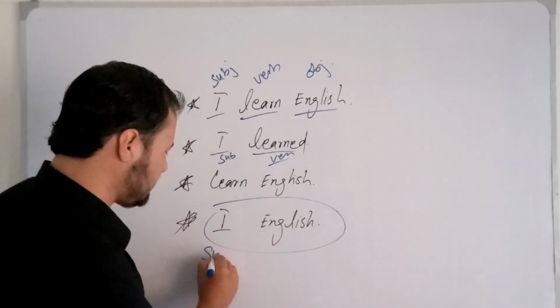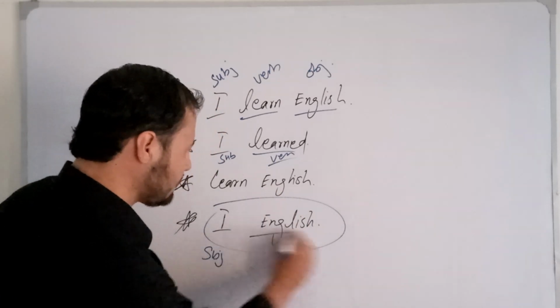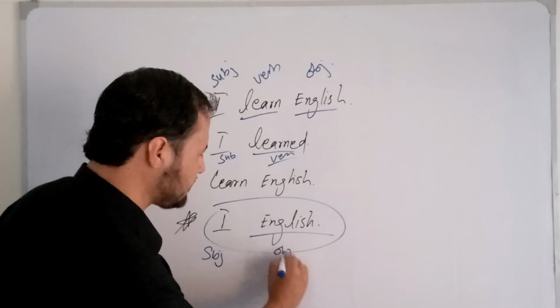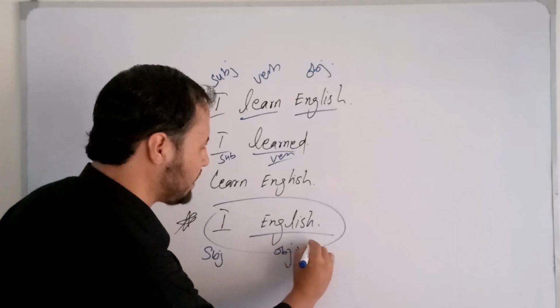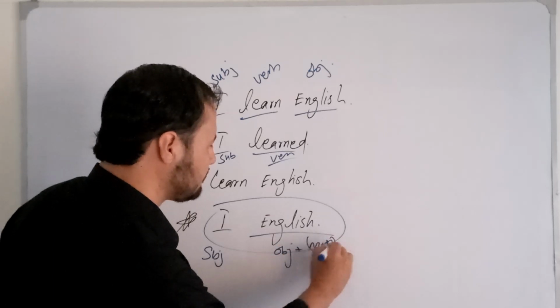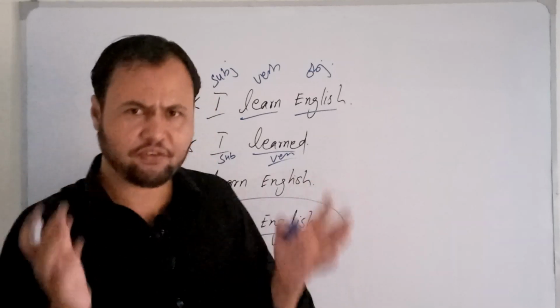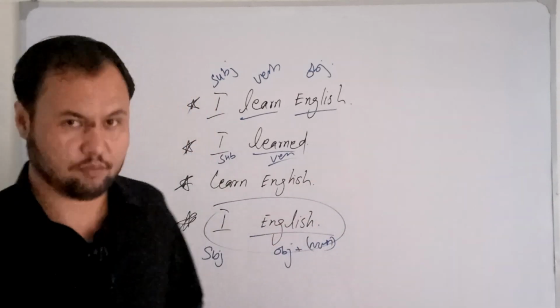I is subject and English is object, or we call it noun. I, English. Does it give any meaning? No, it doesn't give any meaning.